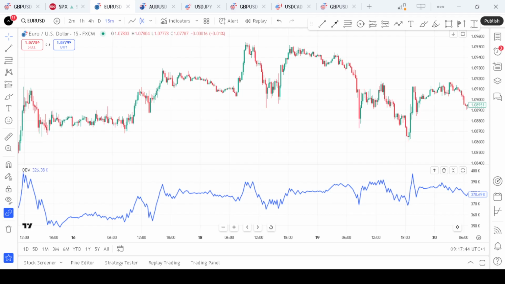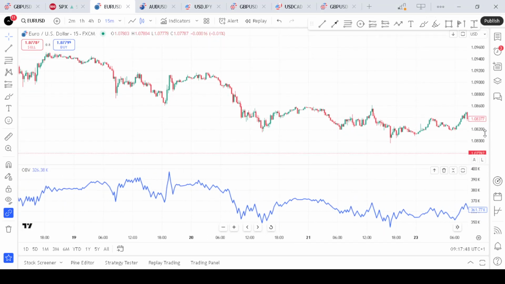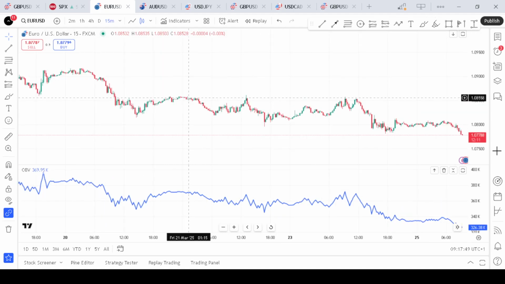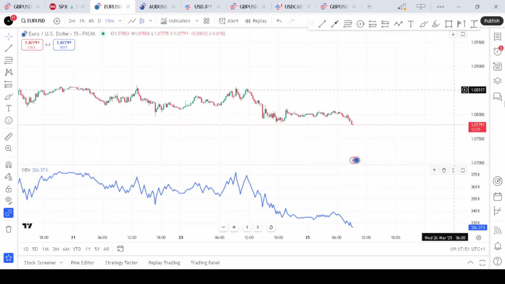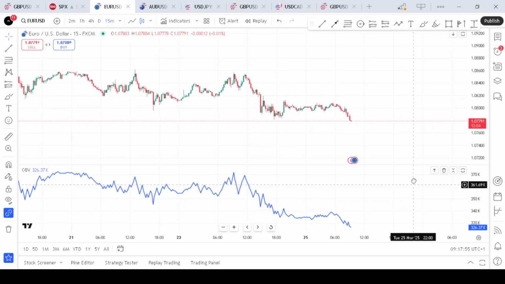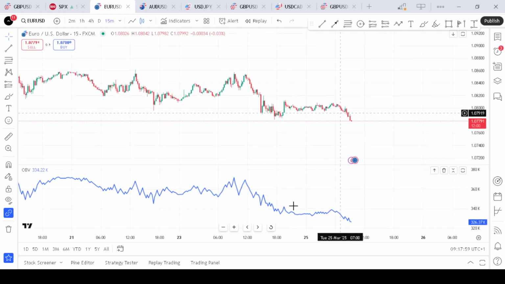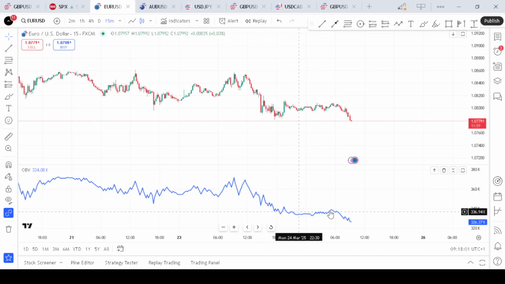Now let's spot this on our chart. As we can see, this is the morning trend, and as you can see right now in real time, the OBV is trading alongside price action, moving in the same direction. It's moving to the downside while price is also moving to the downside.